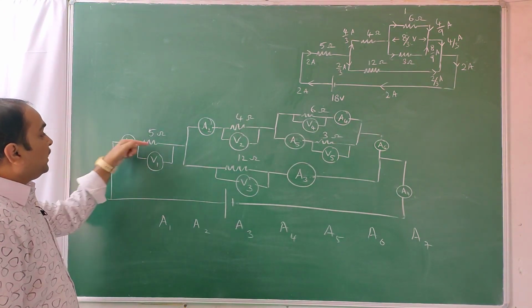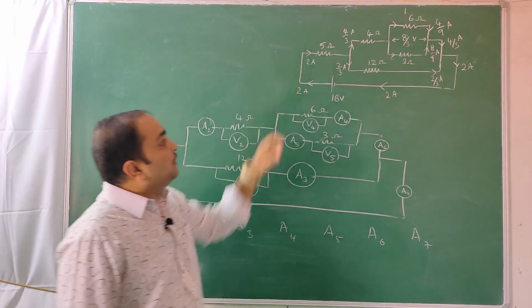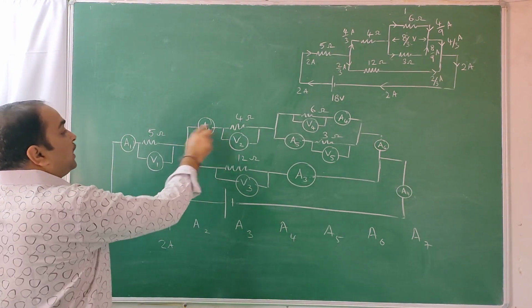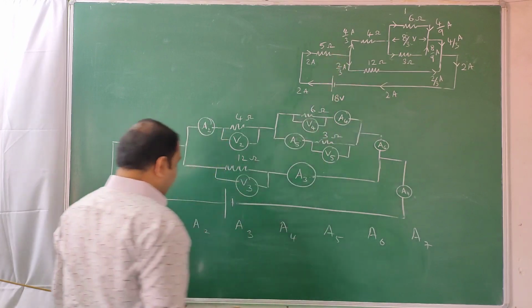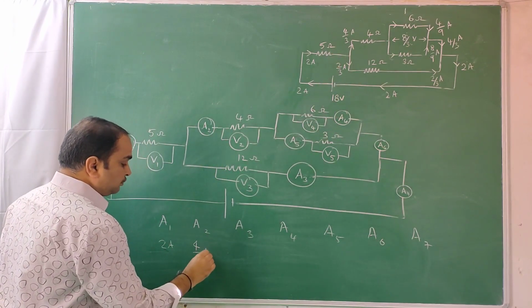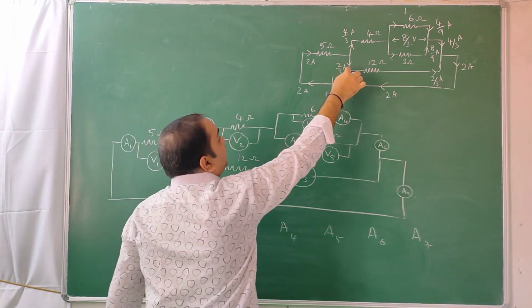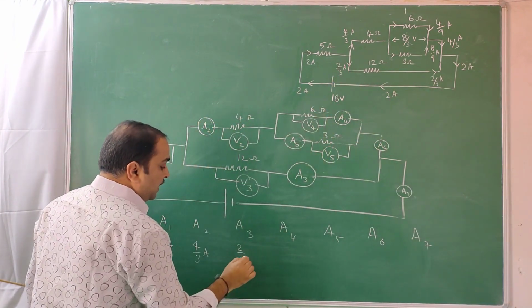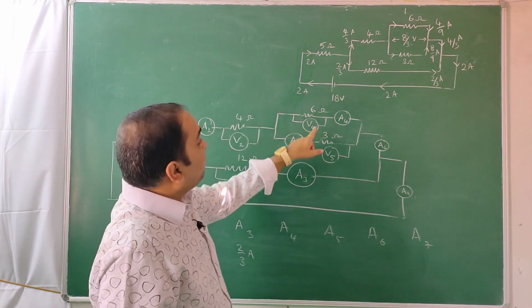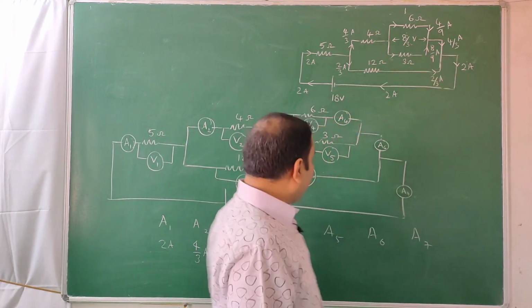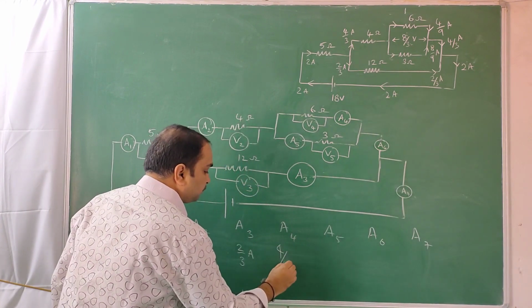This is the ammeter. So the current going from here in the circuit, we already solved, that is 2 amperes. That's the answer. So what is A2? Current going across this, that is 4 by 3 amps. A3, current going like this, that is 2 by 3 amps. A4, this one, current coming from here across the 6, 4 by 9 amps.